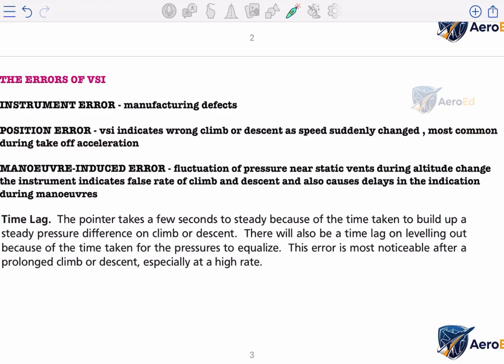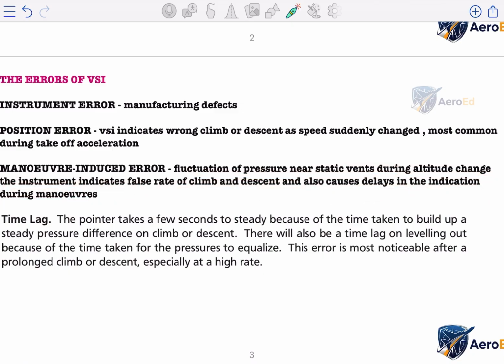What happens is that when an aircraft starts to move, the static pressure sensed at the static vents becomes low because of the suction effect. This causes a fake indication of climb or descent, and this error is called the position error. The next error is the maneuver induced error. Fluctuation of pressure near the static vents during altitude change makes the instrument indicate a false rate of climb and descent, and also causes delay in the indication during maneuvers.